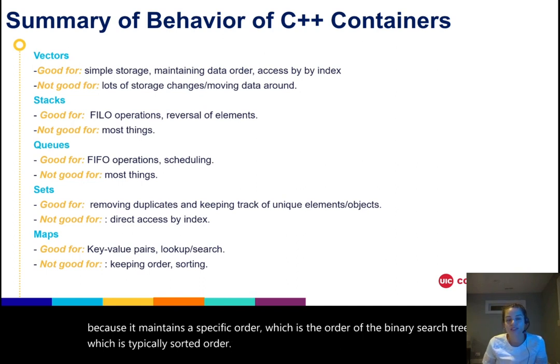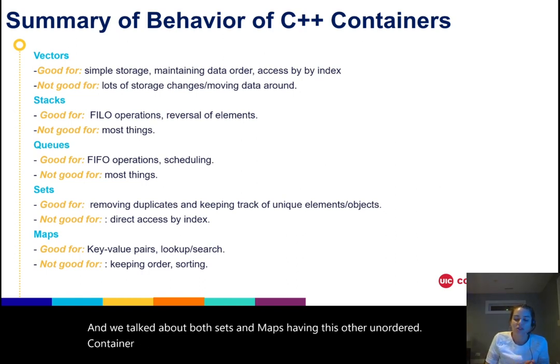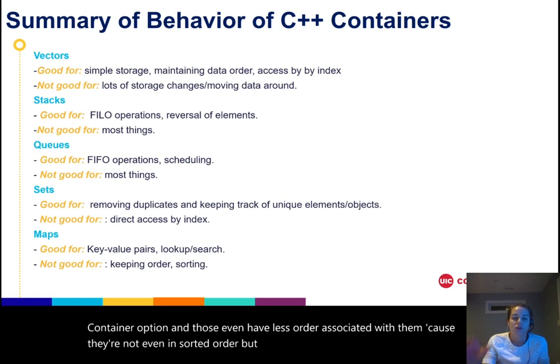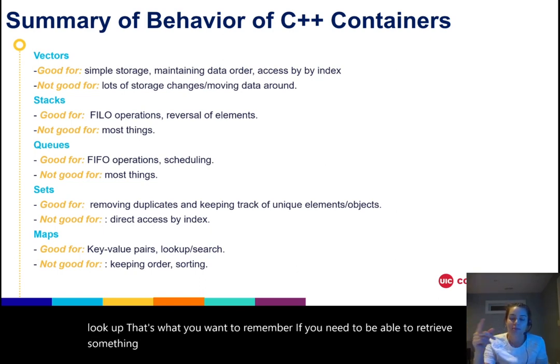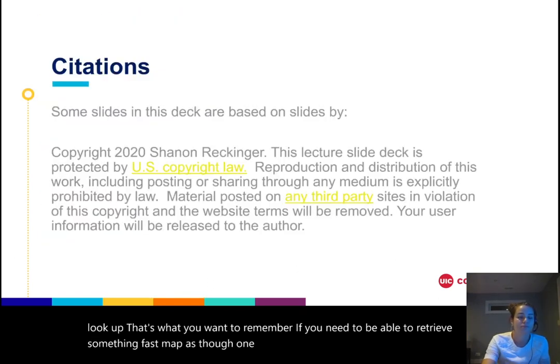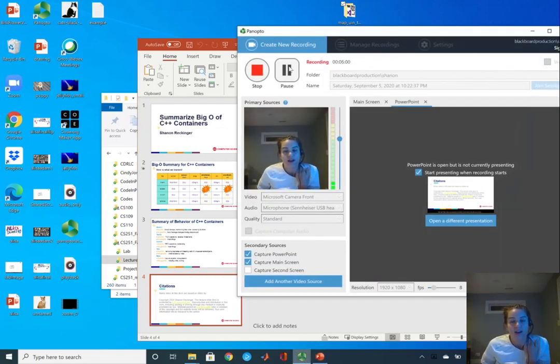And we talked about both sets and maps having this other unordered container option, and those have even less order associated with them because they're not even in sorted order, but they're faster. So maps are really good for lookup. That's what you want to remember. If you need to retrieve something fast, a map is the one to use for that. So that is it for our C++ containers. And that's it for the content for week 3.